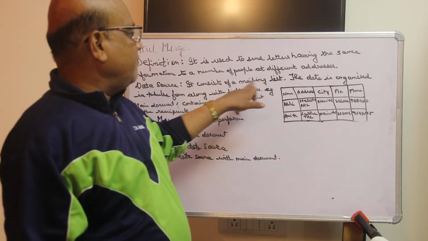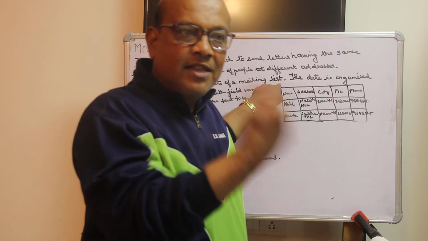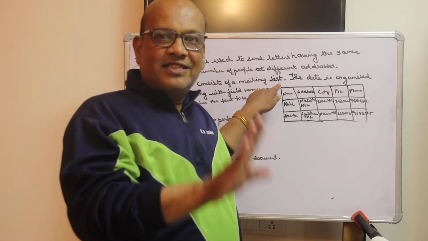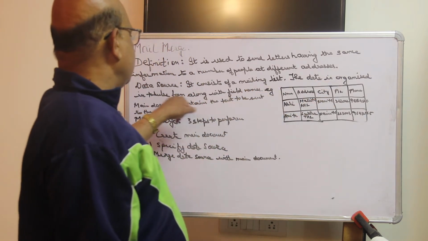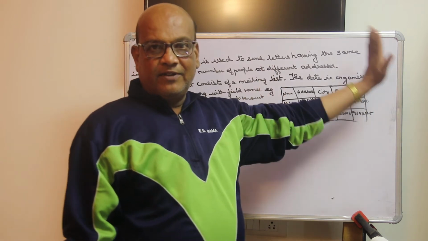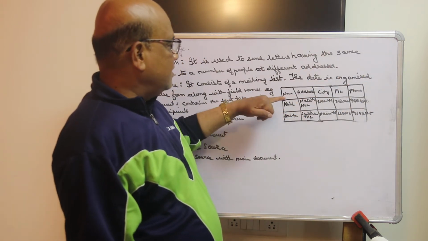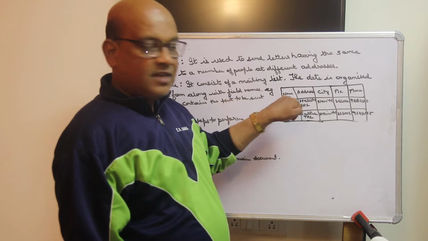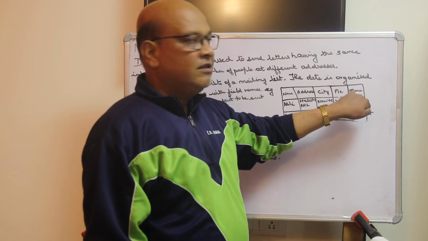It consists of a mailing list. The mailing list means the persons to whom you're going to send the mail, or in our case, the invitation. The data is organized in tabular form along with field names. This is an example I've given to you. The field names are, say, name, address, city, pin code, and then the phone number.